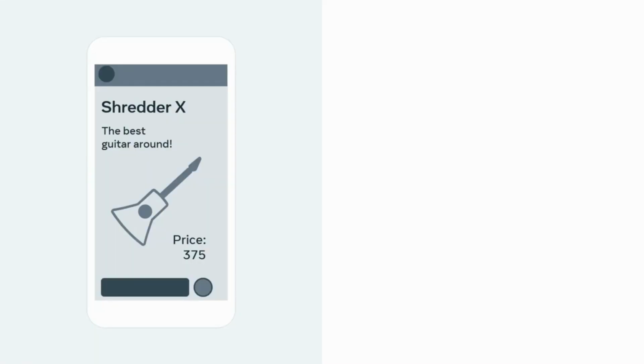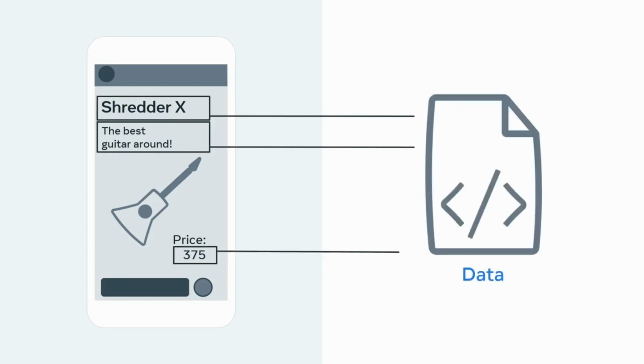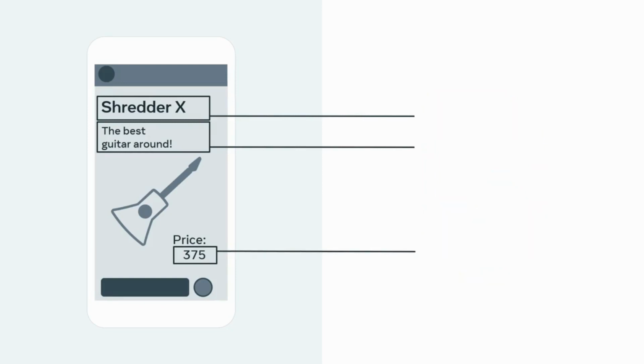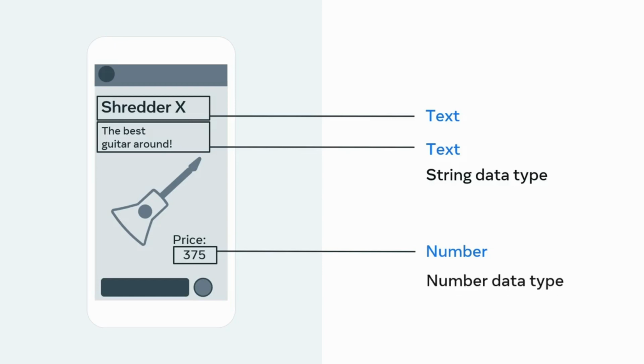But what does data mean exactly? Well, each piece of information in your app has a different value, and all values are collectively referred to as data. But the values differ and therefore need to be stored differently. For example, you store the name and description as text values, and the price as a numerical value. In JavaScript, text values are known as the string data type, while numerical values are referred to as the number data type.